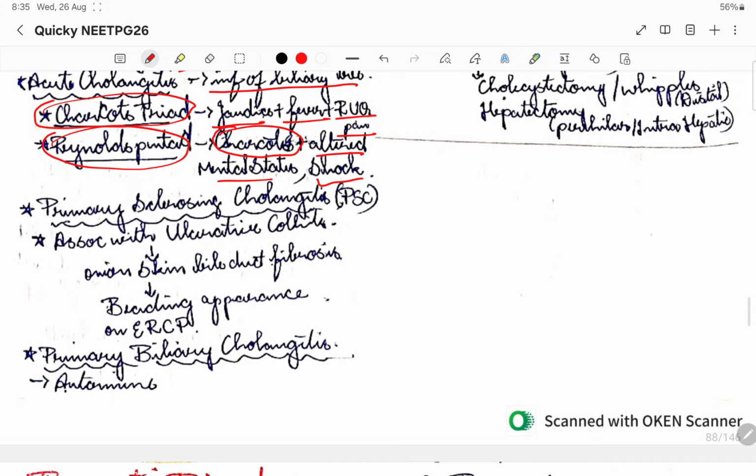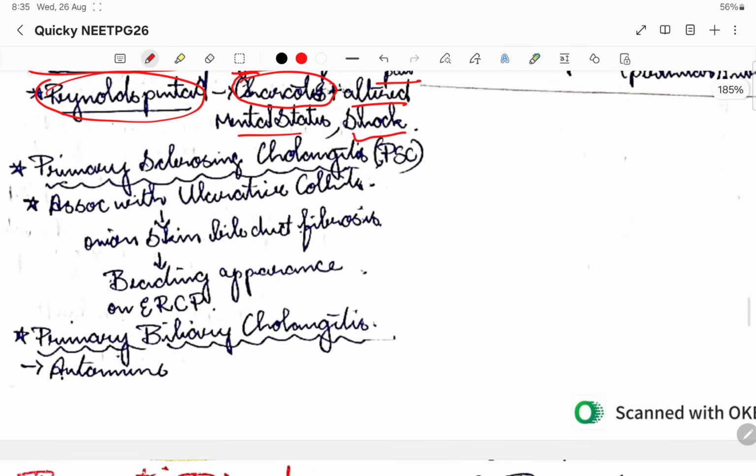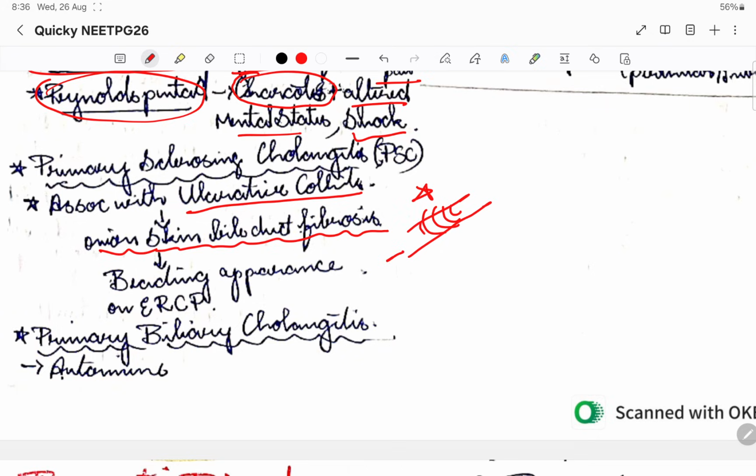Then the other type of inflammation with respect to the duct is primary sclerosing cholangitis. This is associated with ulcerative colitis, an extraintestinal manifestation. There is onion skin fibrosis in the bile duct, so please go see an image of this. On ERCP it looks bead shaped, which is pathognomonic. Please remember this in primary sclerosing cholangitis.